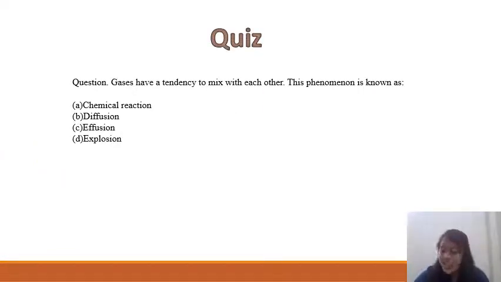Now it's quiz time. So the question is, gases have a tendency to mix with each other. Okay. So this phenomenon is known as what? Option A, chemical reaction. Option B, diffusion. Option C, effusion. And the last option, explosion. So what will be the correct answer? Diffusion. Yes. So the correct answer of this question is diffusion.